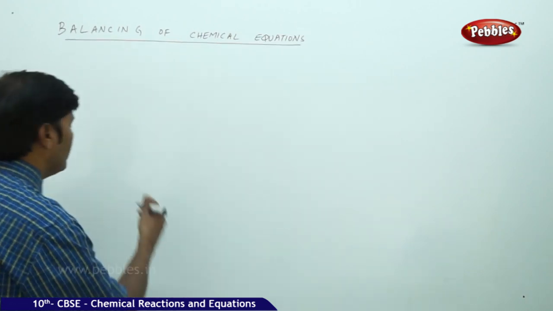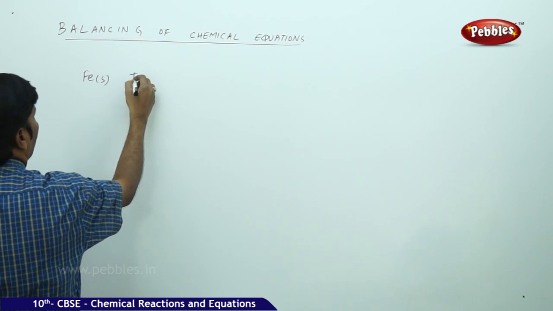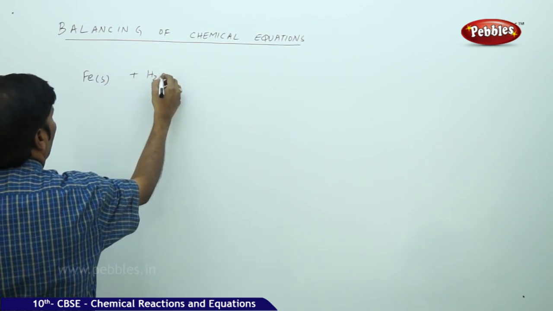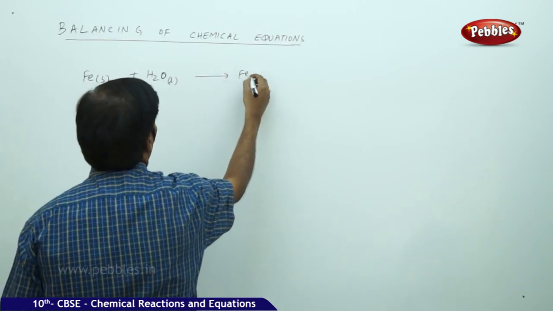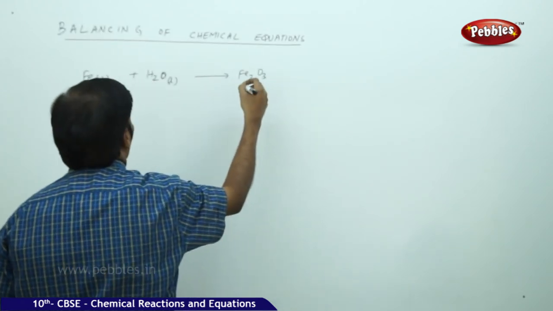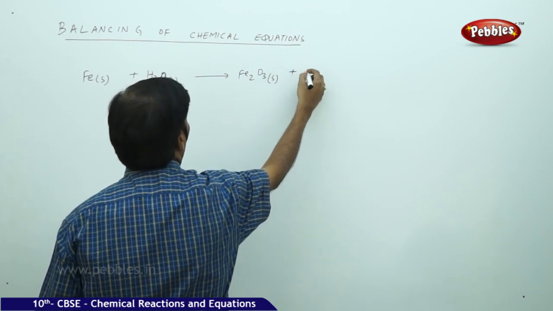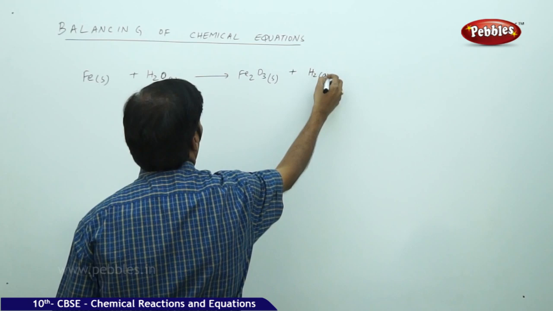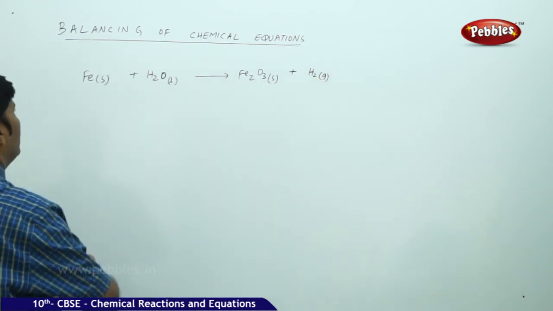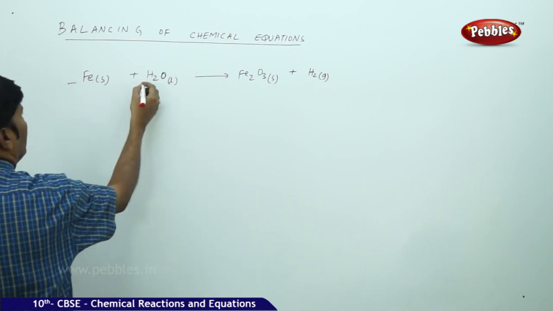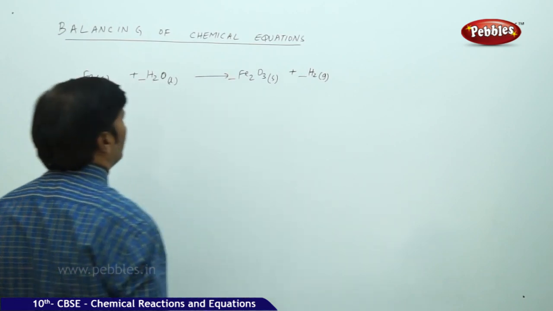Say for example, I am just giving you some examples: iron solid plus H2O liquid gives rise to Fe2O3 solid plus H2 gas. Say, how do you balance this equation? I'm underlining here, also underlining here, and here also.